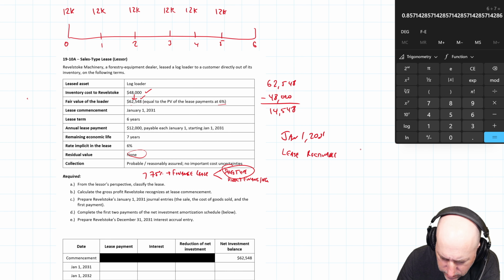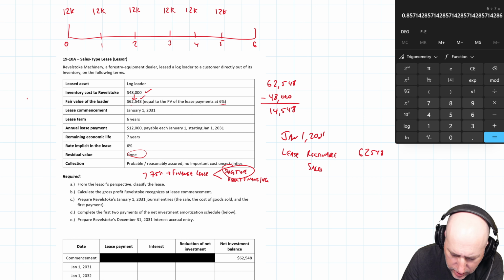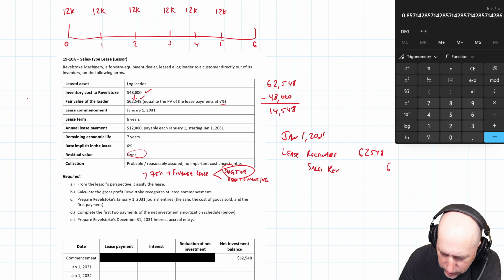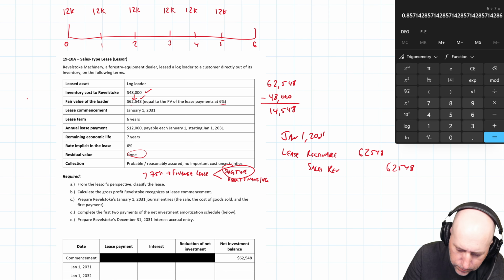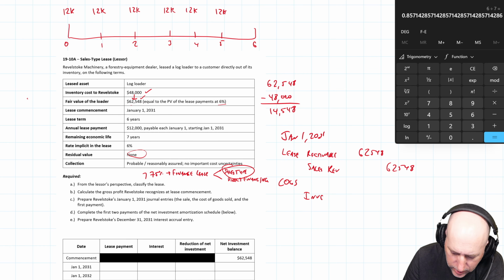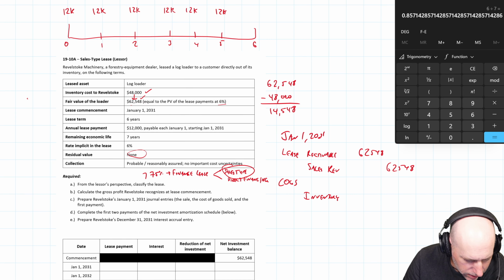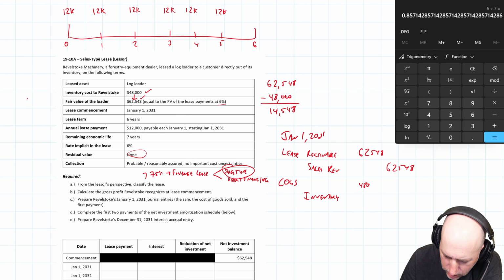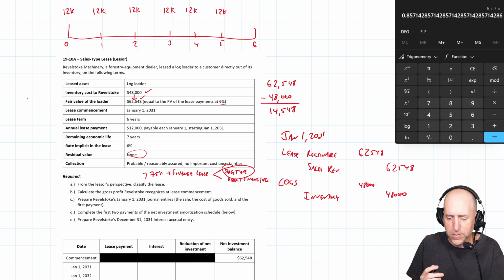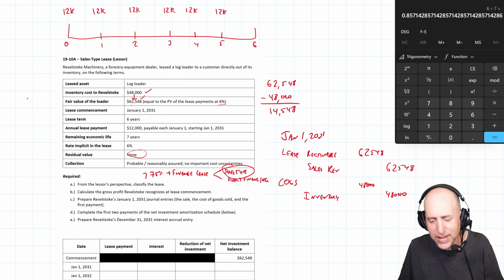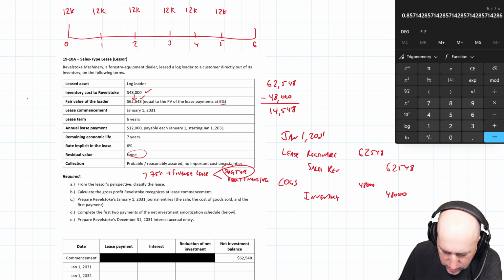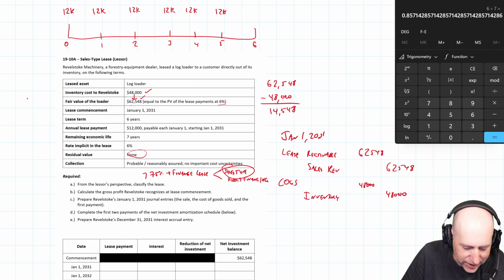And the fair value, the present value of the future payments, is $62,548. And this is sales revenue. This is us making a sale. This is a sales-type lease, $62,548. Now, when we make a sale, there's an inventory component: debit COGS, credit inventory, for the asset cost, $48,000. And as the name suggests, this is like we're selling the asset, essentially. It's not exactly a sale, but kind of it is.